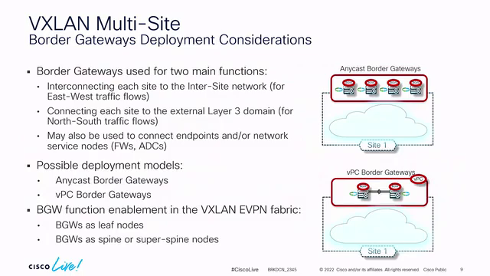Last point, there are 2 types of border gateways. There is Anycast border gateway, there is VPC border gateway. Now, in most of the scenarios, Anycast border gateway is the way to go, okay? And I truly recommend that you deploy that. Anycast border gateway means these border gateways have their own identity. They are layer 3 devices that are not part of any domain or any redundancy domain with each other. VPC border gateway means the 2 border gateways are part of a VPC domain.